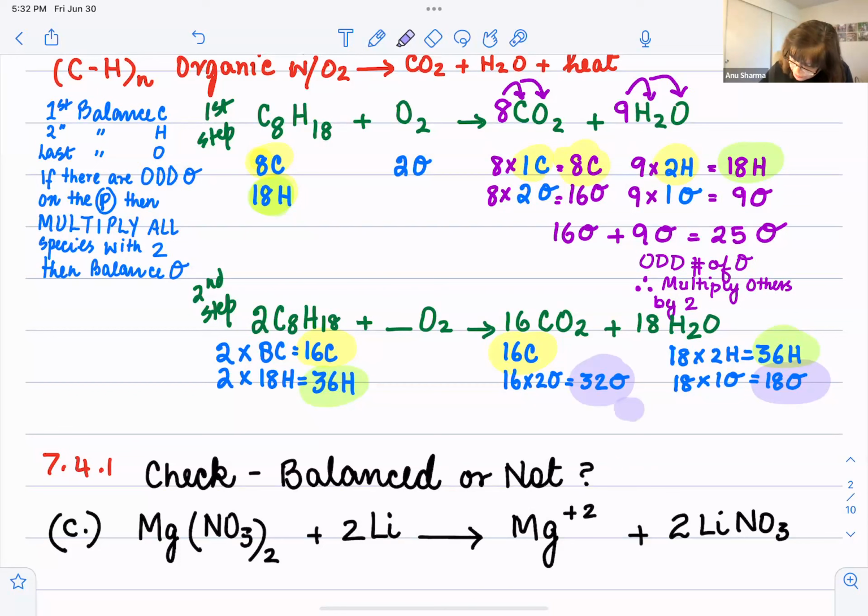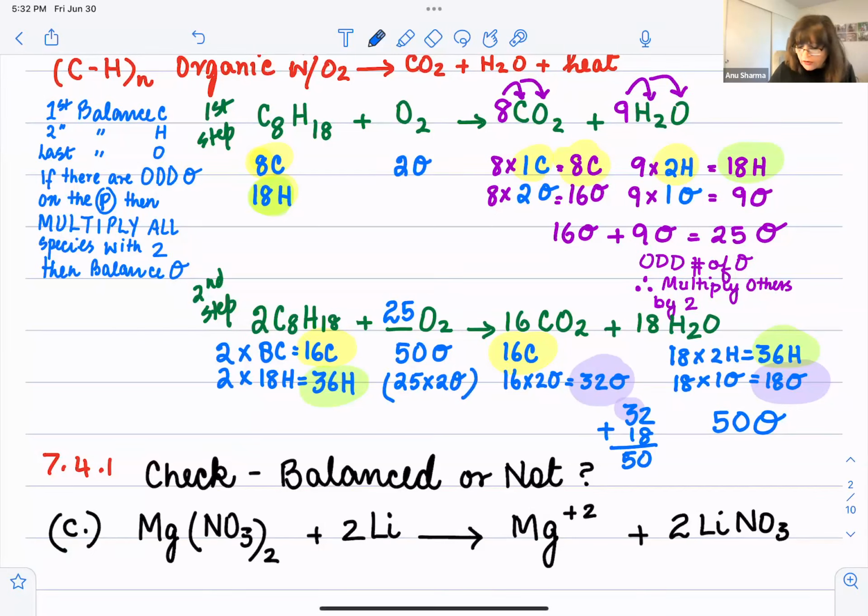Okay, so 32 plus 18 is 50. So there are 50 oxygens on one side. How can you make 50 on the other side? You can make 50 oxygens here if you put 25. 25 times 2 oxygens gives you 50 oxygens. So that balances the oxygens also. 50 oxygens here, 50 oxygens here.